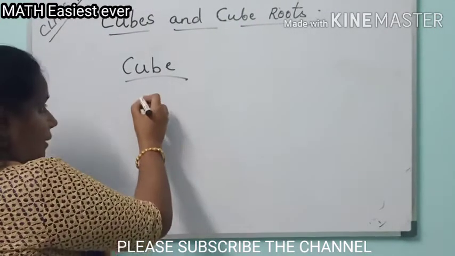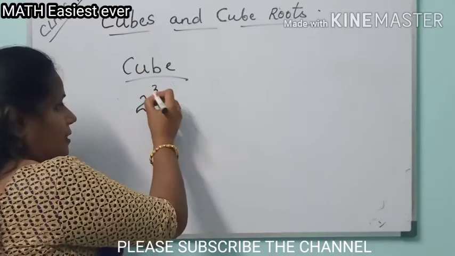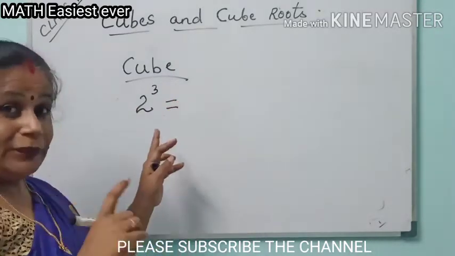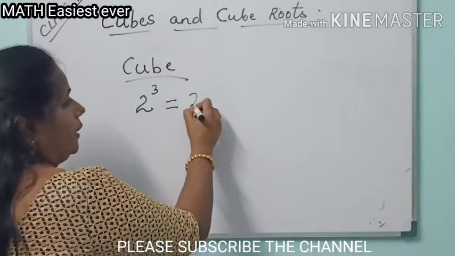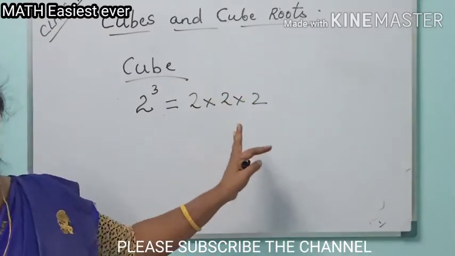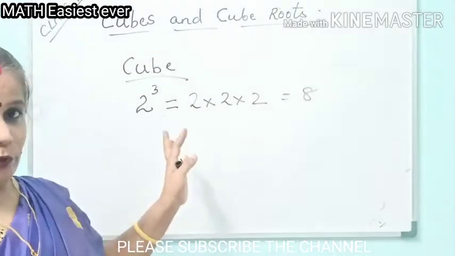Say for example, what's the cube of 2? 2 cube, you write it like this. 2 cube is multiplying the same 2, 3 times. That is 2 into 2 into 2. So 2 cube is 2 into 2 into 2, that is 8. Right? So 2 cube is 8.